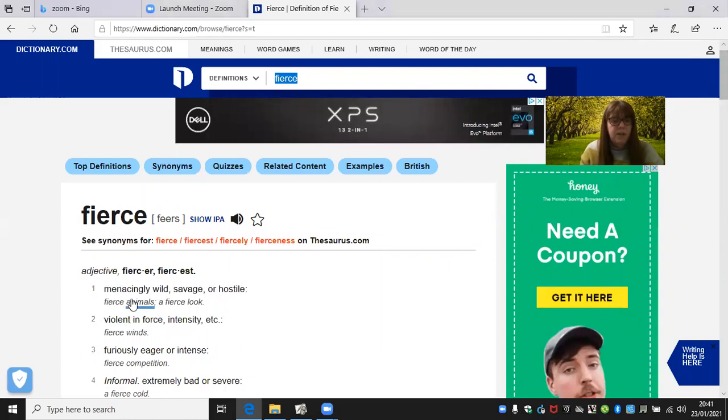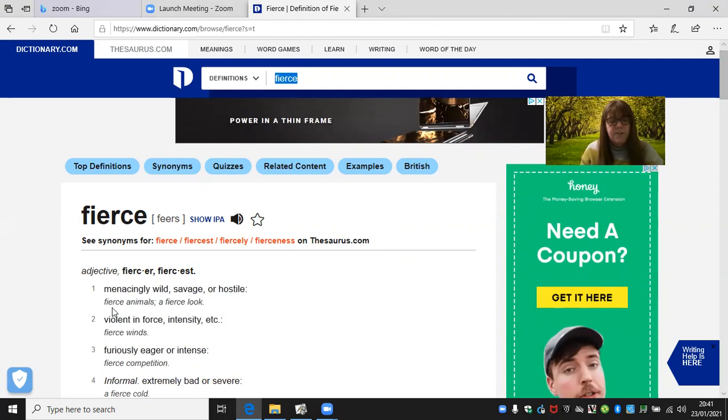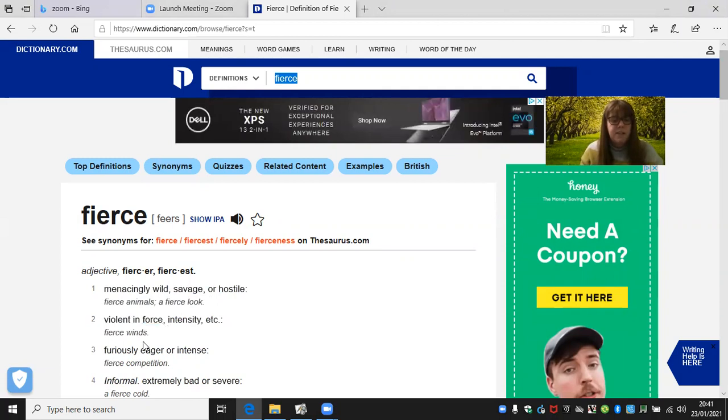Okay, number 1, menacingly wild, savage or hostile. And it says underneath fierce animals. Well, that's possibly the one we want. Let's read on to check. Violent in force, intensity, and that says fierce winds. Well, it's not a wind, is it, we're looking at, so we won't worry about that one. Furiously eager or intense, like fierce competition. Oh, I know, it's a fierce competition when people want to win, and it's really intense, and it's a fierce competition ahead. Who's going to come out as the winner? That's not appropriate for the sentence that we're in.